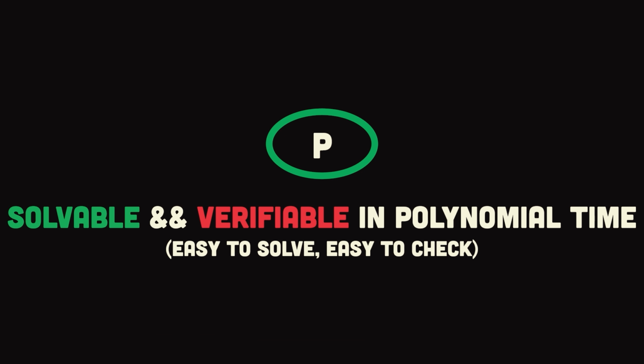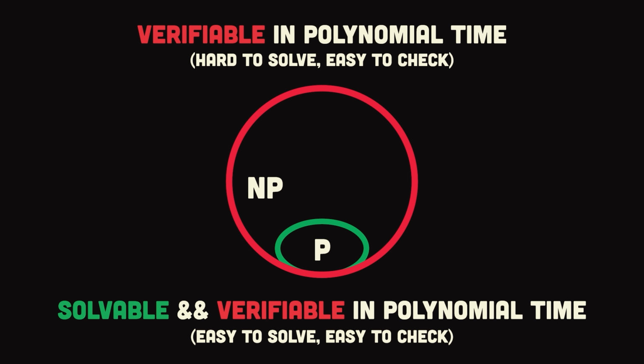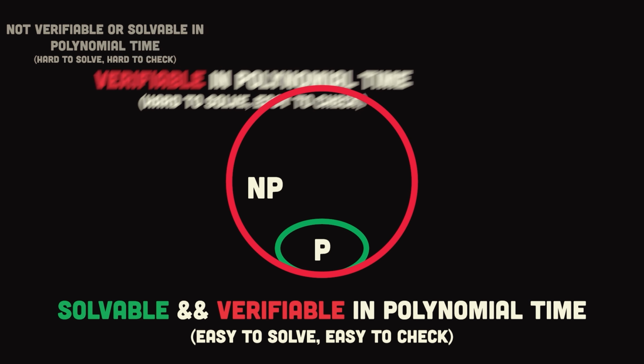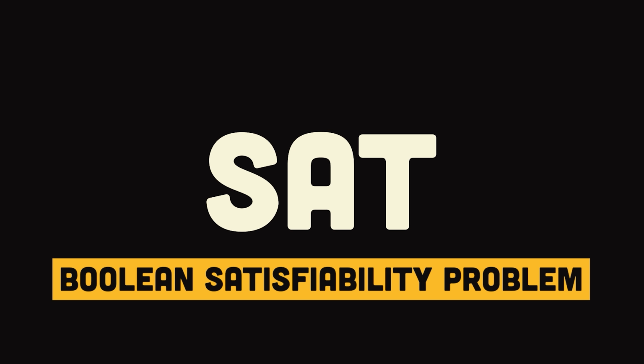So at this point, we know that a problem is NP if a solution can be verified in polynomial time. But there's another special group of problems called NP complete, and these are the worst of the worst. If you can solve any one of them in polynomial time, you can solve all of them in polynomial time. The first NP complete problem was SAT, the Boolean satisfiability problem.